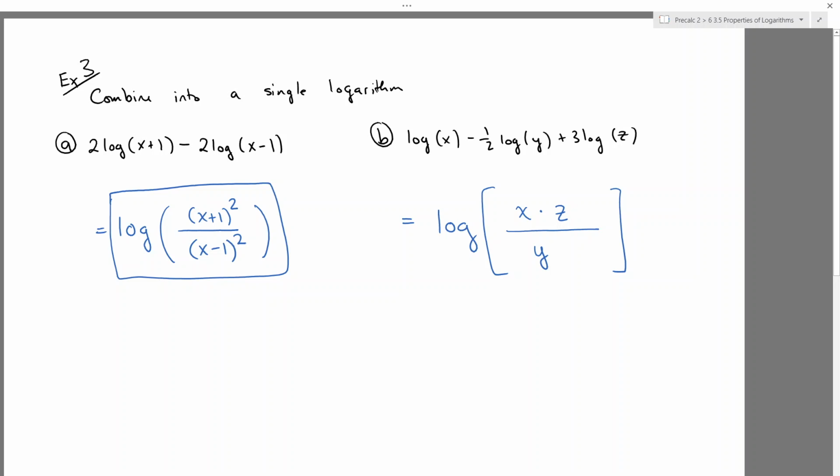And then now we look at the coefficients. So this has coefficient 1, so we don't do anything. This has coefficient 1/2, so that's the y, right? So this should have power 1/2. And then finally, this has coefficient 3, so the z is to the third power.